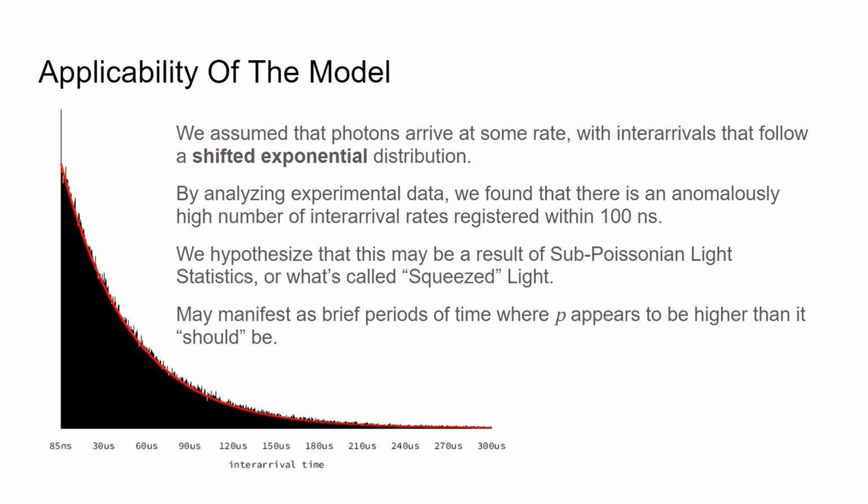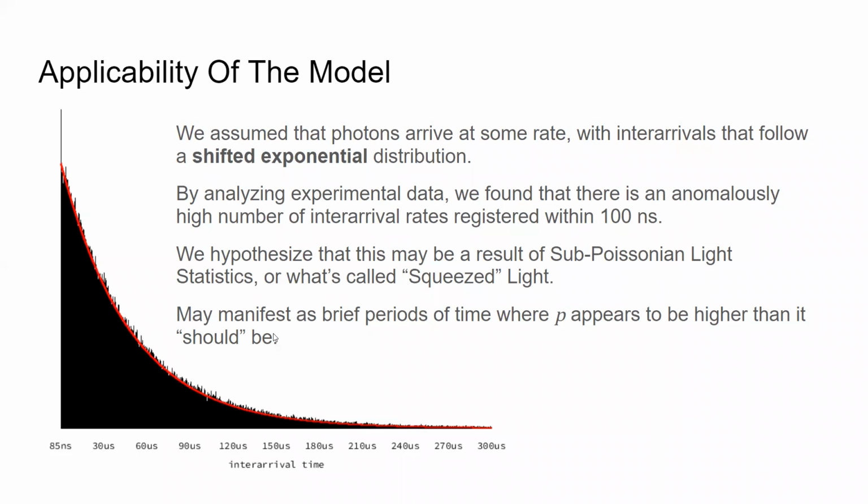And by analyzing that data, what do we see? Is it actually a shifted exponential distribution? That's what this histogram over here shows. And you can see that we have this red curve here, which is an exponential fit. And you may say, wow, that looks like a pretty good fit. So the model is correct, right?